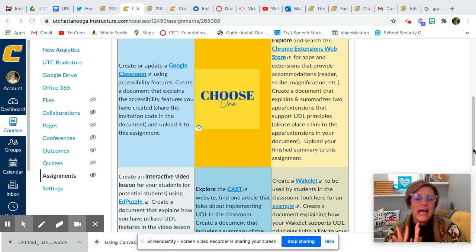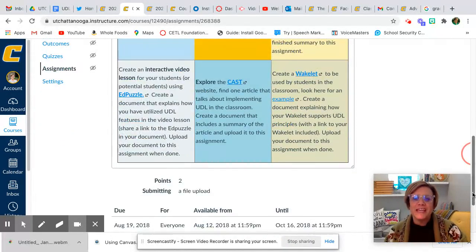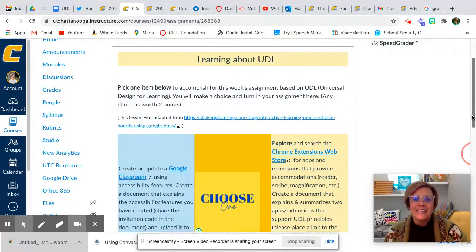This next little idea isn't necessarily a platform or a tool that you can use, but one that you can create. And I first heard about choice boards from Shake It Up Learning. So if you want to have more detail, you can go to ShakeItUpLearning.com to her blog, and there's a whole thing on interactive learning menus and choice boards that is very helpful in helping you think through this.